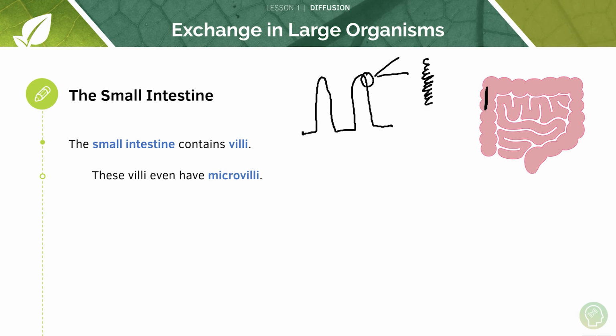Now, what's the purpose of this? What's this all about? Why do we not just have a nice smooth wall, kind of like this?